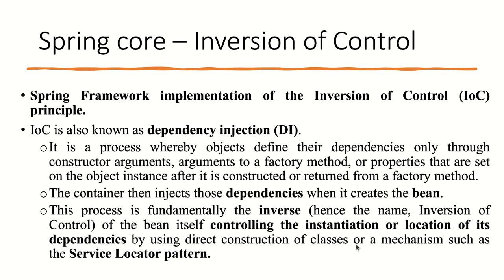Fundamental inverse means the name inversion of control: the bean itself controlling the instantiation or location of its dependencies by using direct construction of classes or a mechanism such as the service locator pattern. How is it getting inverse? Normally, after we create an object, then the dependencies will be added. But in here it is actually doing it in the reverse way: it is injecting the dependencies during the creation of the object itself. So this is what is called inversion of control. We will go on with the topic of dependency injection and inversion of control.